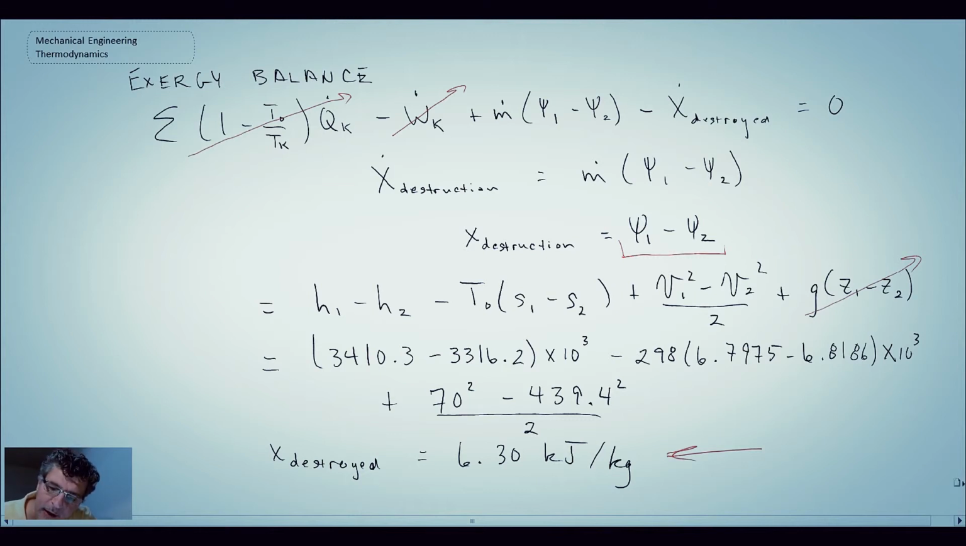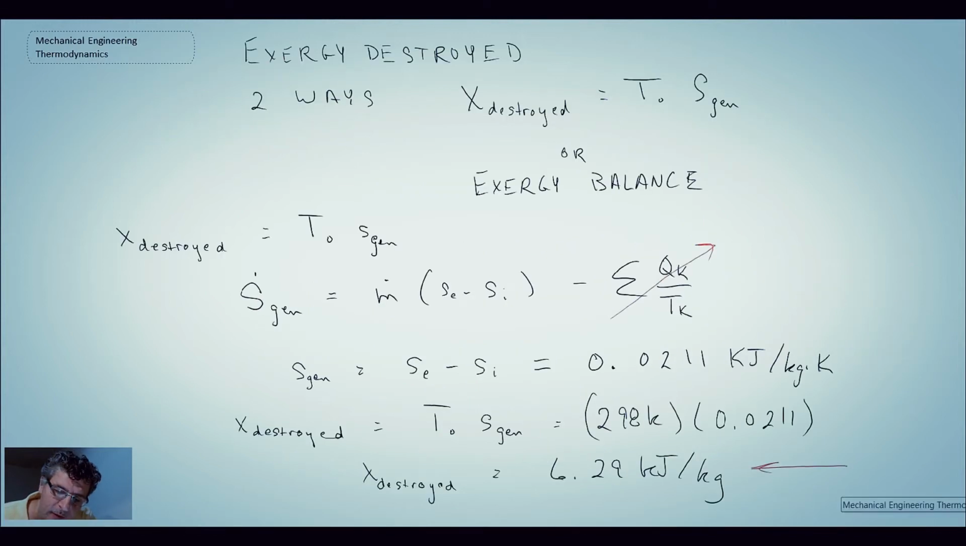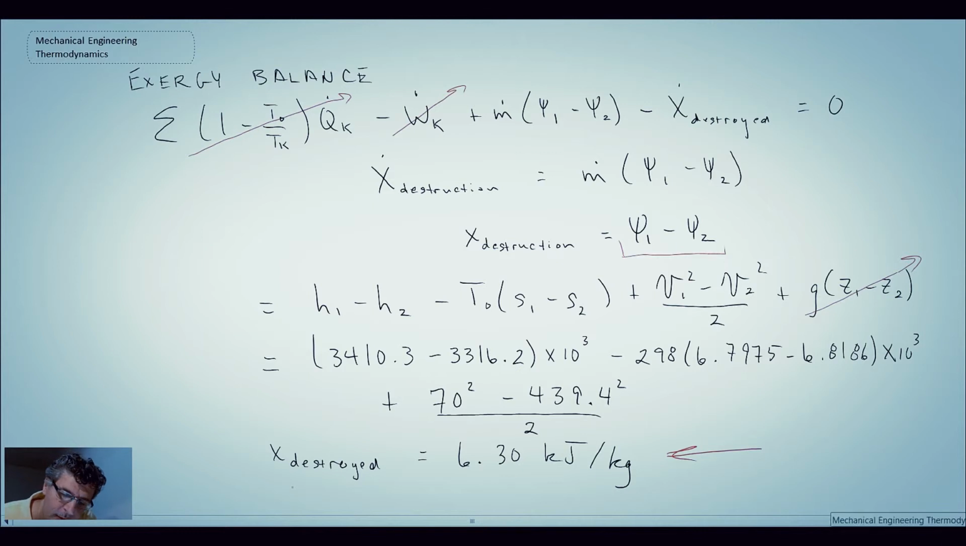Let's take a look back at what we got when we used the previous approach. We obtained 6.29, and with this new approach using the exergy balance, we get 6.30. So you can see the two approaches agree, more or less, off by 0.01, but that's not that big of a deal. It's probably a round off error somewhere. Consequently, we see both approaches work.